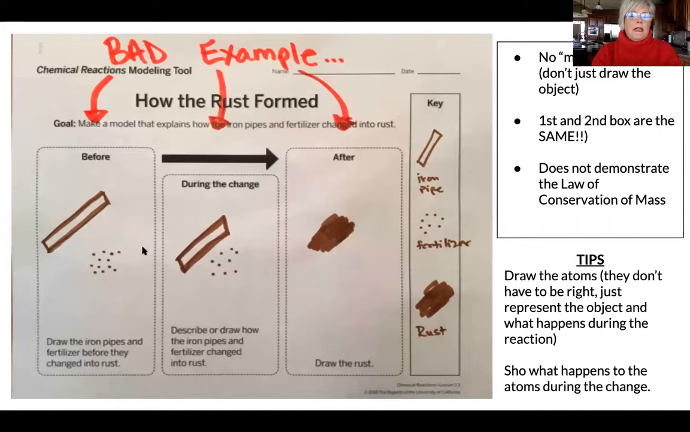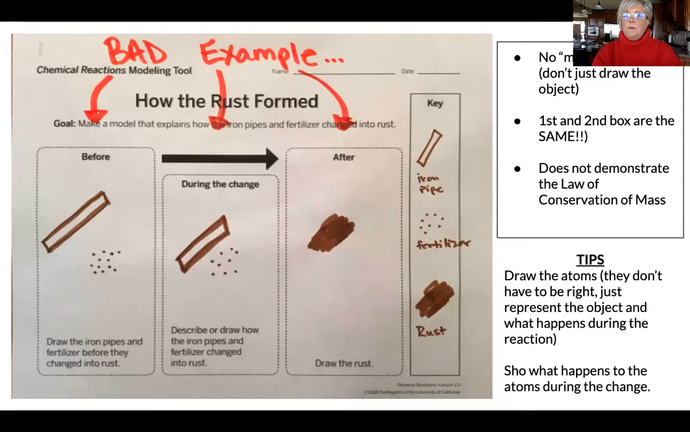So a bad example would be showing the macro scale, or, hey, I'm going to draw a pipe and I'm going to draw some fertilizer. And then I'm going to put them together during the chemical reaction, and then boom, there's rust. That's a bad example because you're not showing me what is happening on the atomic level, what happens to those atoms. And remember, during a chemical reaction, the atoms will separate and rearrange. And so that's what I'm looking for.